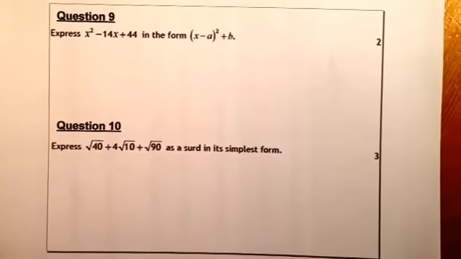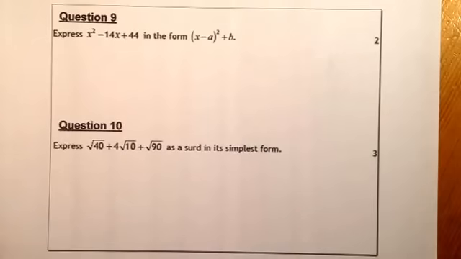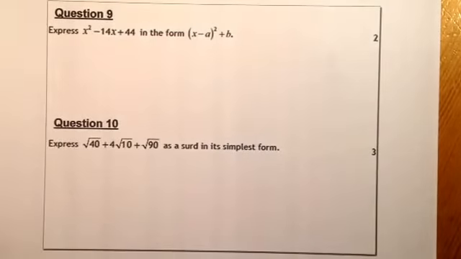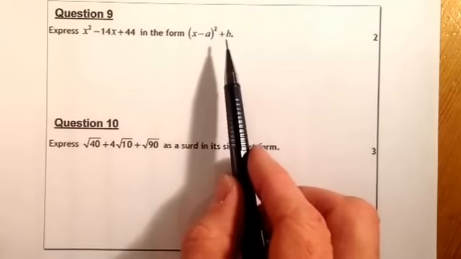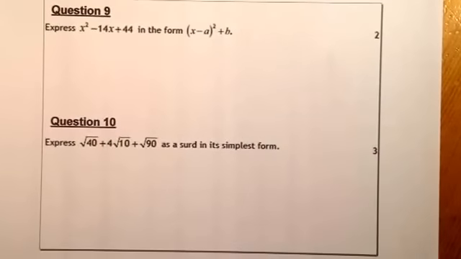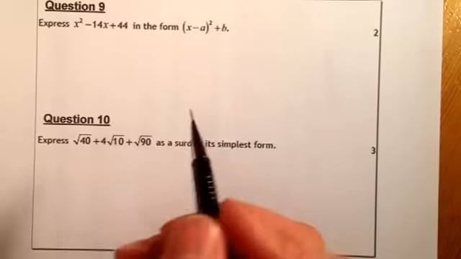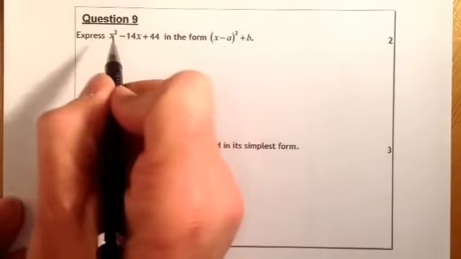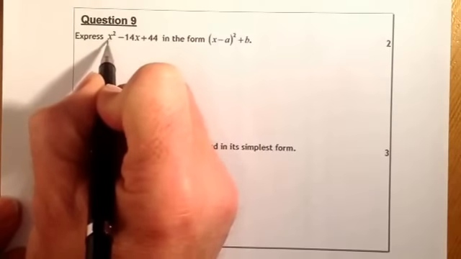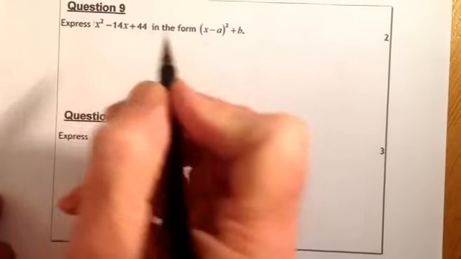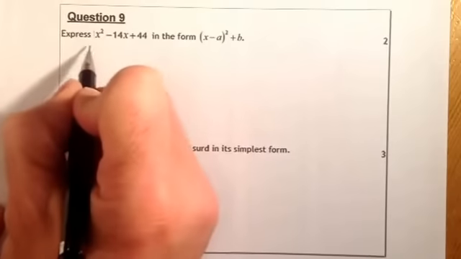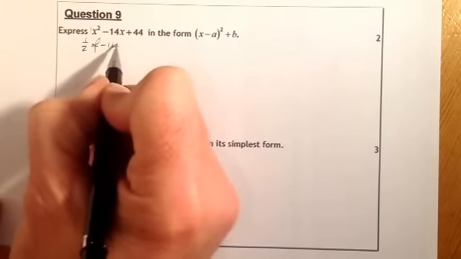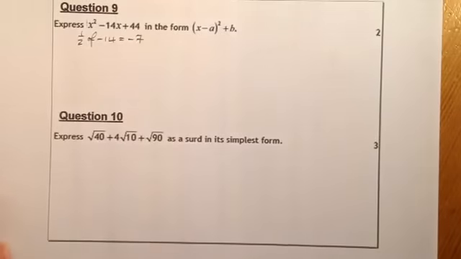Right, so question 9. What we have is express x squared minus 14x plus 44 in the form x minus a squared plus b. Okay, right, so let's go and do that. The way that I would work out a completing the square question, which this one is, when we've got x squared on its own, we've only got one of them, what I'm going to do is half that coefficient of x. So a half of minus 14 is minus 7.